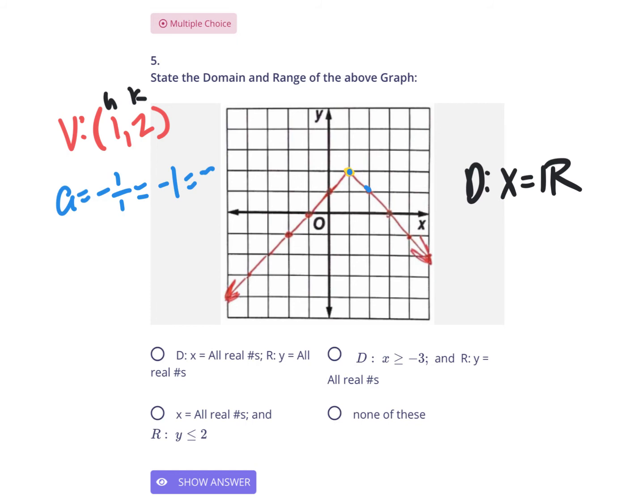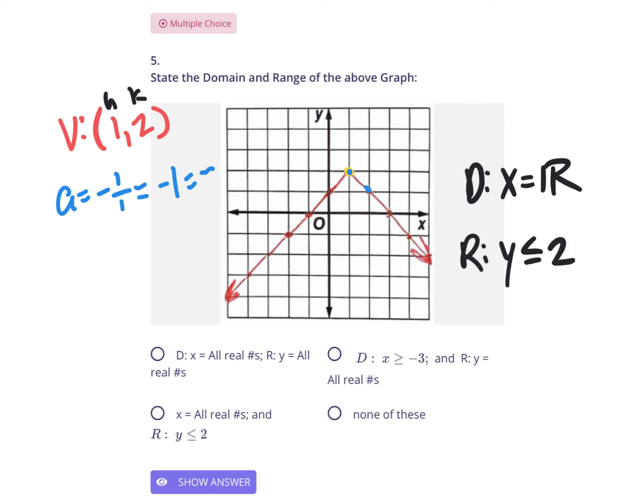Now, the range is a different story. The range, we're talking about y's. Here's the y-axis. It's going either up or down. Obviously, this graph is going below this y value of 2. As a matter of fact, we already know the vertex is 1, 2, and the y value of that vertex is 2. So that's the maximum height on the y's. That's 2, and it's at 2 and below 2. So we say at 2 and below 2, that'd be less than or equal to 2.